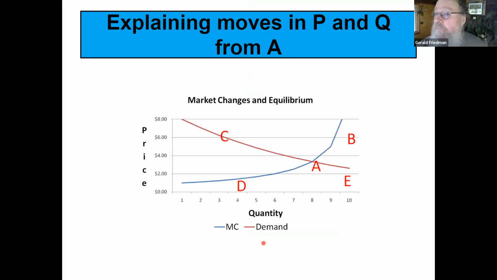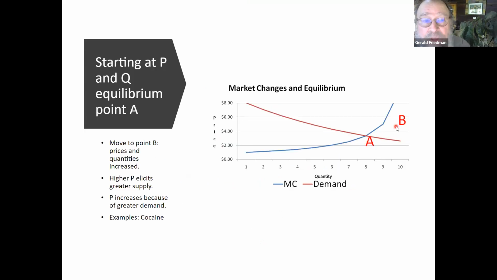Market changes and equilibrium. If you have an upward sloping supply curve and a downward sloping demand curve, you would start out at A. From A, you could be moving to B, C, D, or E. A has a price and quantity. B has a different price and quantity. So one day you notice, hey, things have changed. What happened? You moved from A to B.